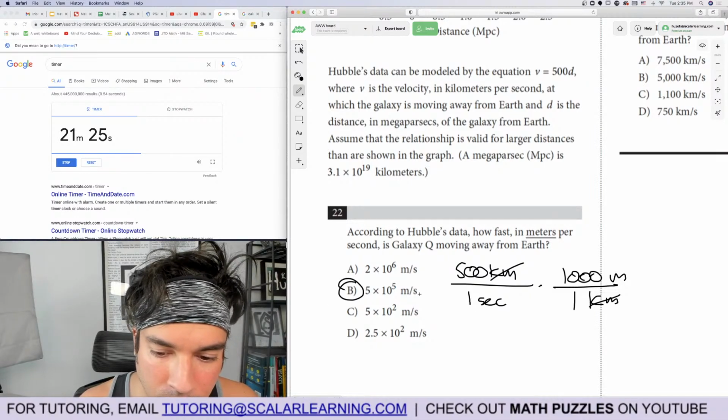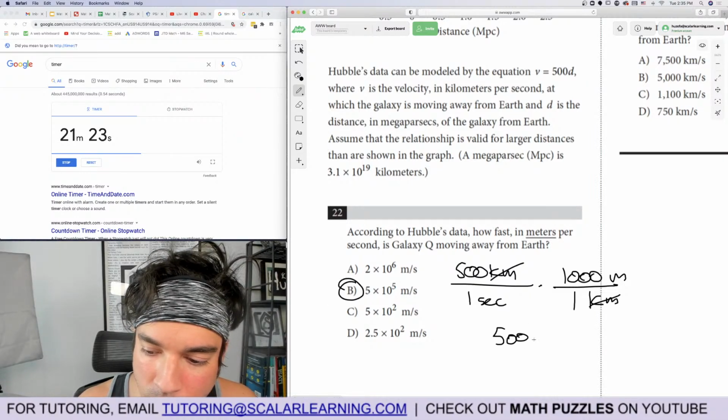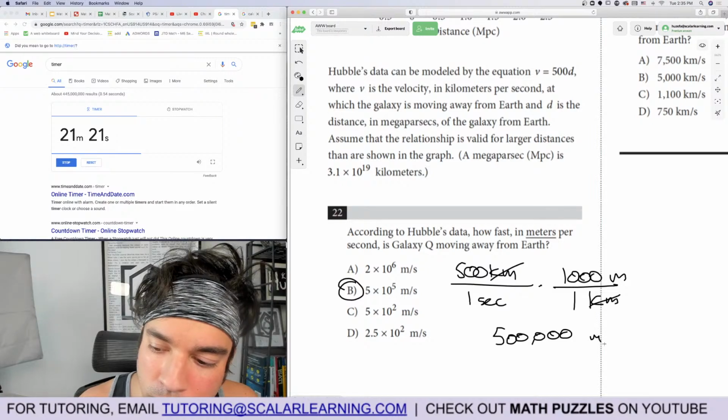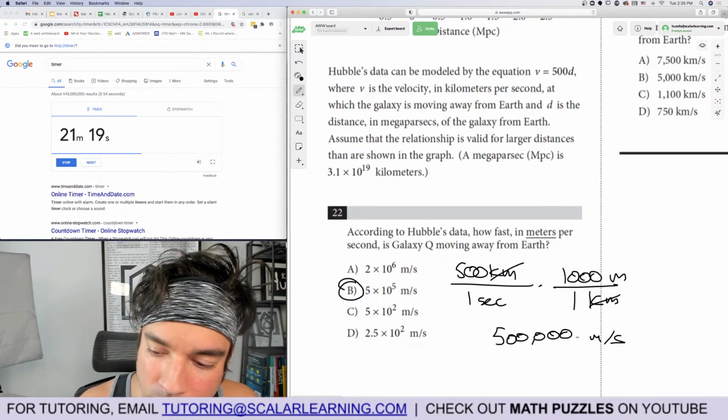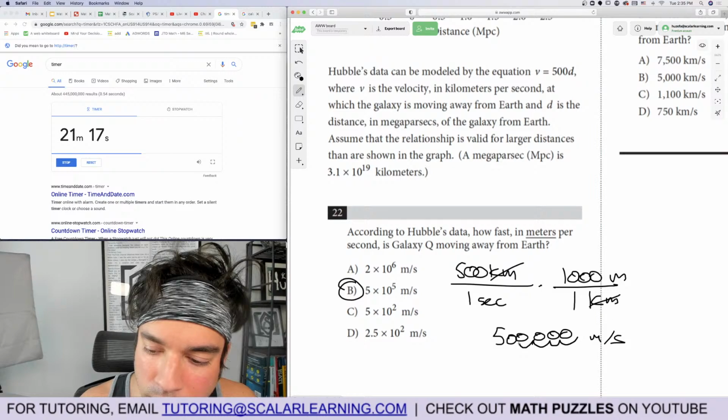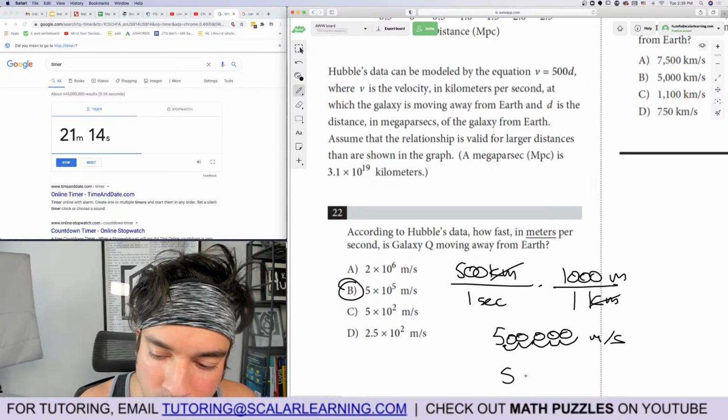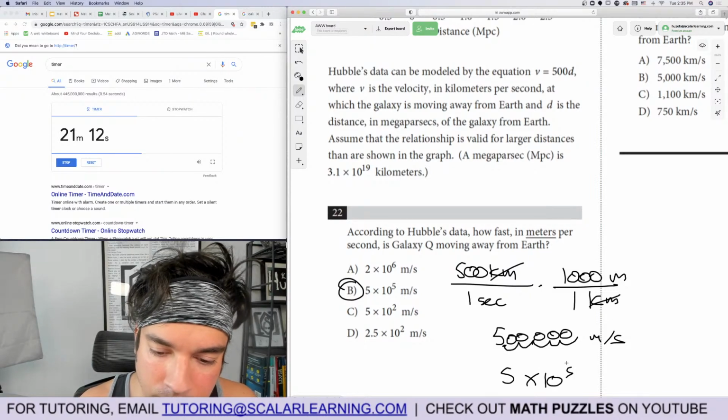Which is this guy. For scientific notation, if you're not sure how that works, meters per second, I move it back here to 5. 1, 2, 3, 4, 5. And because I moved it 5 times, it's times 10 to the 5th.